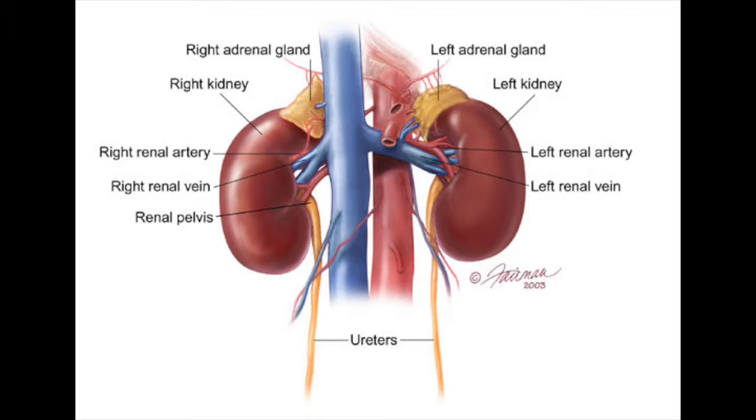The ureter transports urine from the kidney to the bladder. The renal pelvis is where the urine is collected and sent to the ureter. The calyces funnel the urine into the ureter, and the renal capsule protects the kidney from trauma and damage.